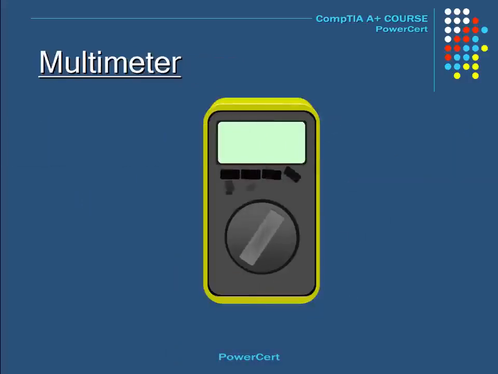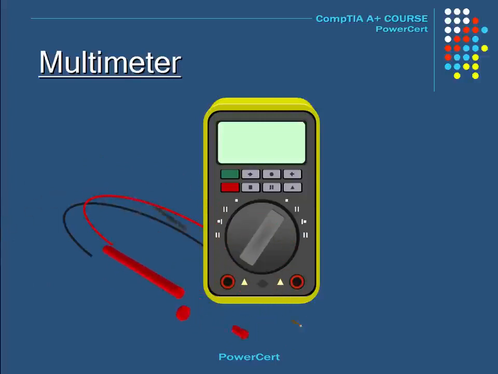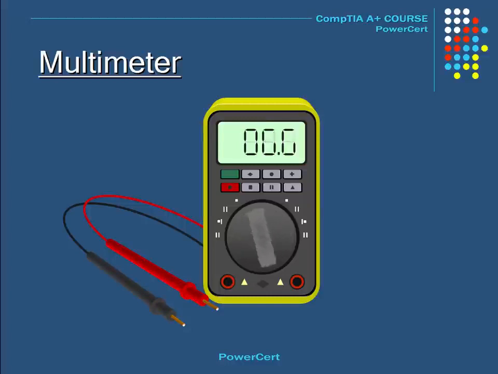A multimeter is a device that is used to test electrical circuits. It's a popular tool that is used for many different trades. It can measure voltage, resistance, current, and continuity, just to name a few. And it comes in both analog and digital versions.